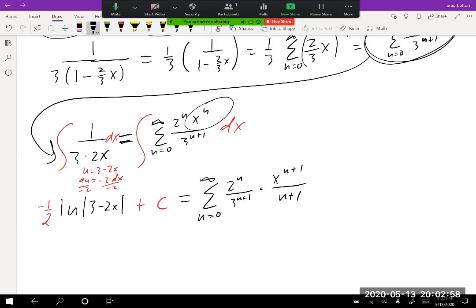So now our job is to solve for ln of 3 minus 2x. Now the problem is we have this c floating around, right? So we have to pick something, okay? We want to pick something that will help us clean up this side over here really well.